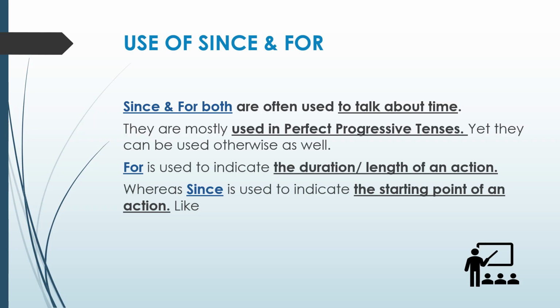Use of since or for. Since and for are both often used to talk about time. They are mostly used in perfect progressive tenses, yet they can be used otherwise as well. For is used to indicate the duration or length of an action, whereas since is used to indicate the starting point of an action.